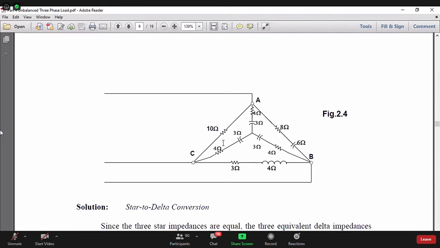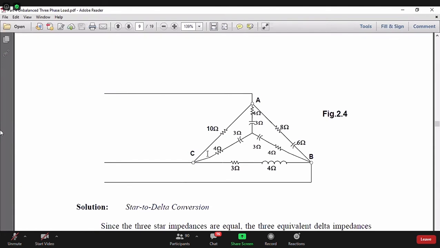Now I have to solve this. What will be the current or power? Now that same question I have to ask: should I convert the star to delta, or should I convert the delta to star? What should I do? So here the answer is very simple. If I convert the delta to star, I get another star.